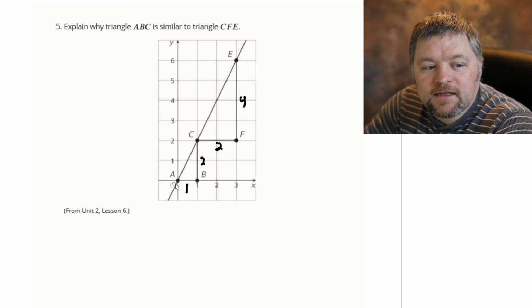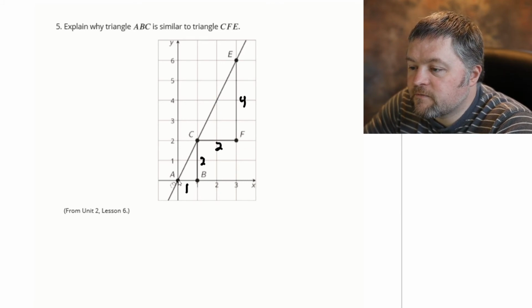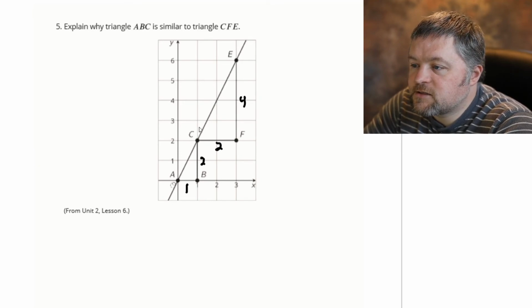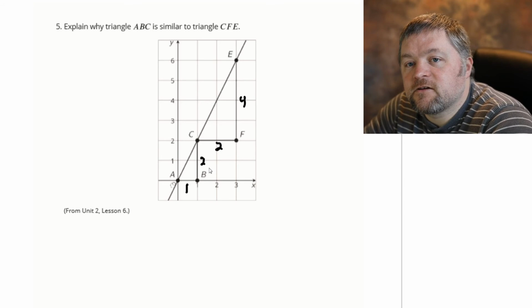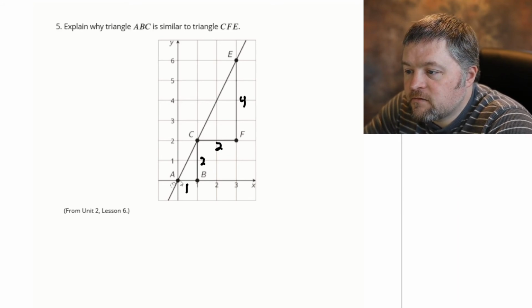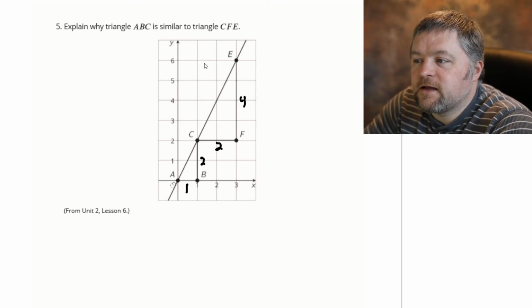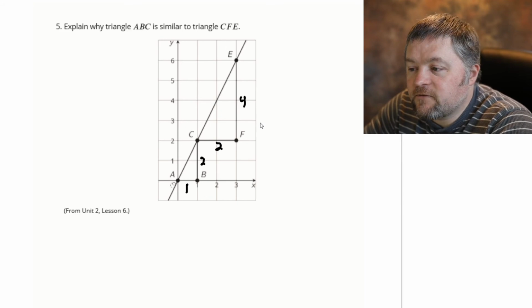This side length here is a little harder to measure. However, this goes up 2 over 1, and this goes up 4 over 2. So that gives us another consistent scale factor. Up 2 becomes up 4, over 1 becomes over 2. So that looks like a scale factor of 2.